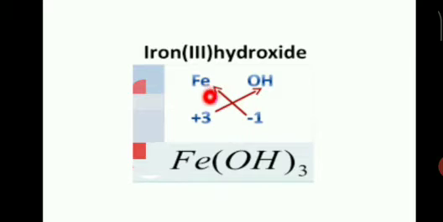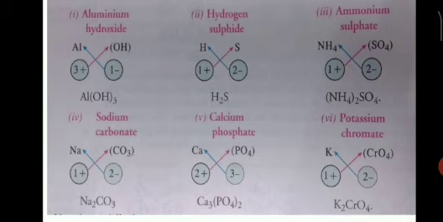While crossing over, iron gets the valency of 1 and hydroxide gets the valency of 3. So the formula is Fe(OH)3. The valency 3 goes to the whole ion OH. So OH thrice, so Fe(OH)3. So this is iron hydroxide.